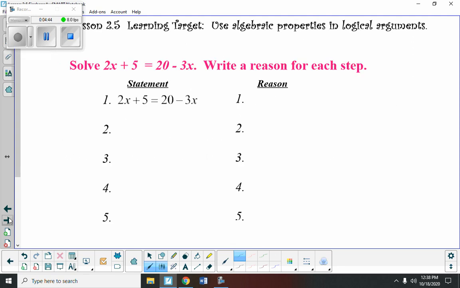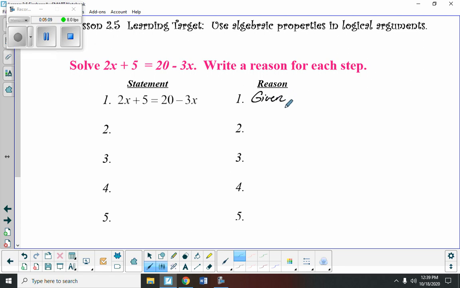Okay, so let's talk about how we're going to use these algebraic properties in logical arguments. We're going to solve this equation for x, but we're going to justify each step using one of the properties. So first of all, you'll notice that the statement is the problem that we were given. So the reason that we write for the first statement is that that was given to us.